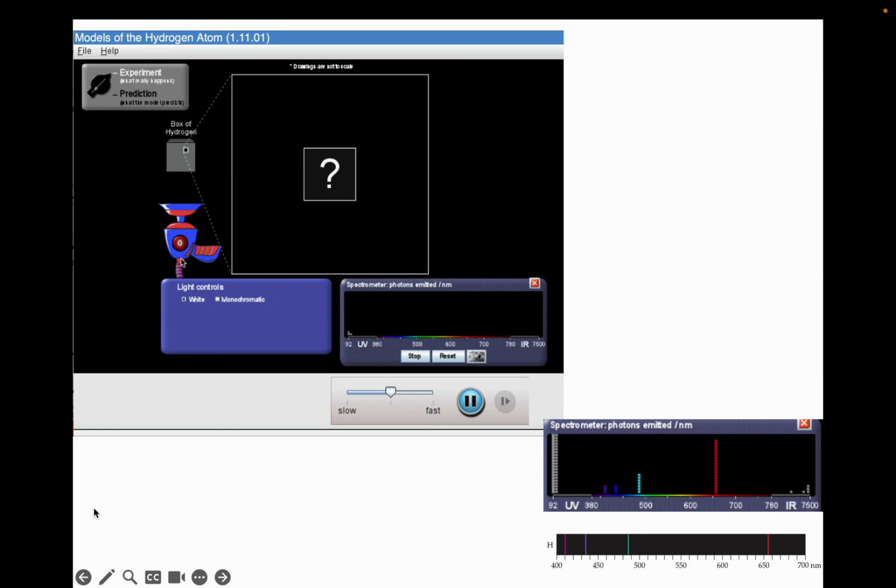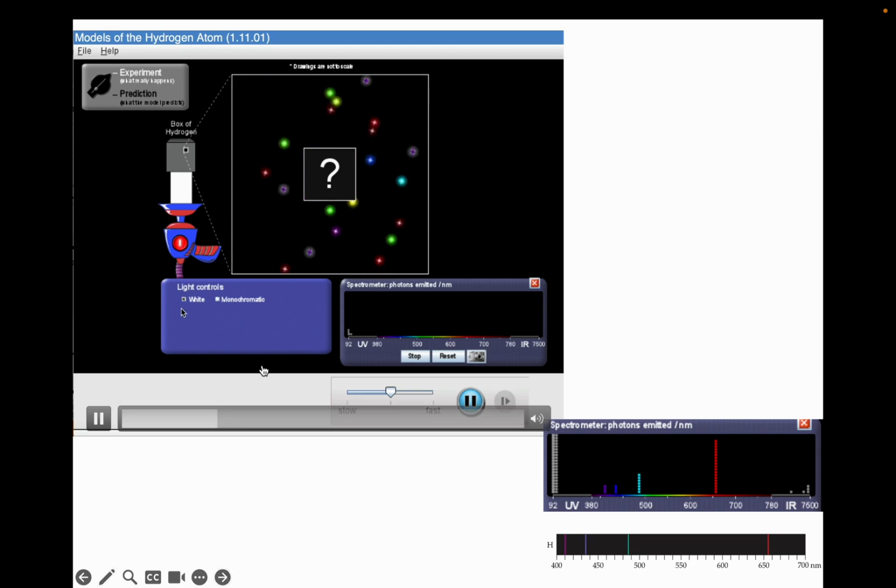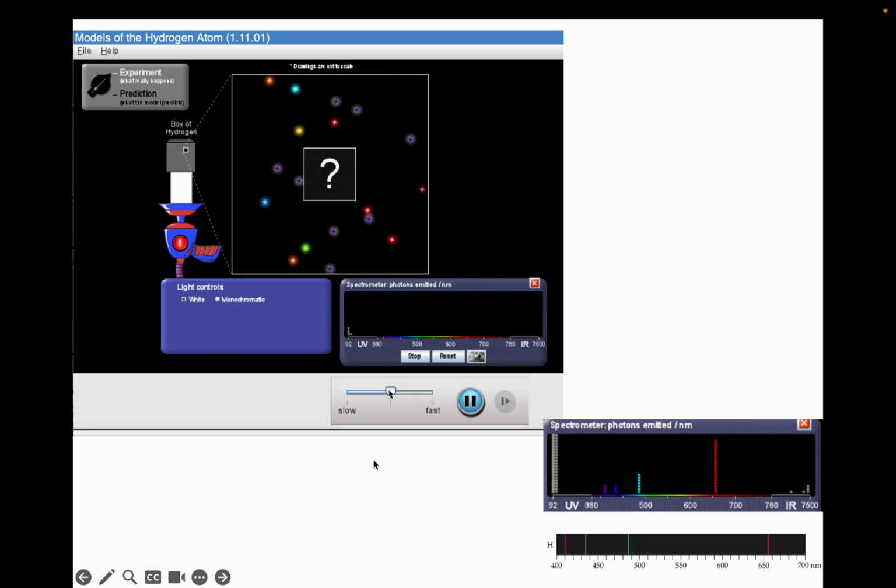Let's begin by using this particular simulation. Within this simulation, we're going to have white light that's being directed through a container that has hydrogen atoms in it. Notice what happens. The white light is passing through, and I say white light because I have many different colors of photons.